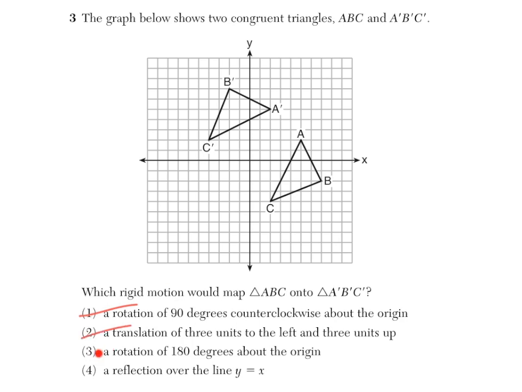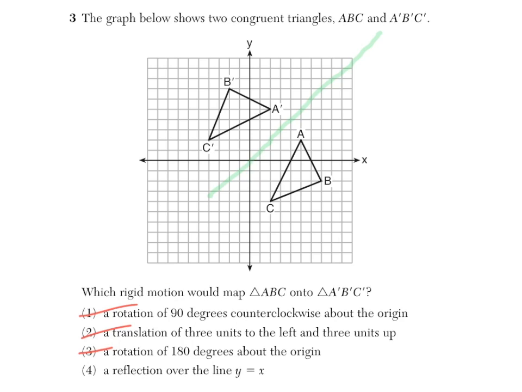Option 3 says a rotation of 180 degrees about the origin. So that would shift this triangle somewhere over here. And I know that doesn't work because when we look at option number 4, it says a reflection over the line y equals x. And I remember that y equals x takes the shape of something that looks a little bit like this, right? When x equals 1, y equals 1, and so on and so forth.